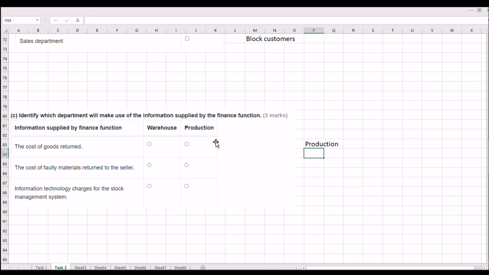Even though you could very much say, well, the warehouse department needs to know the cost of goods returned, because they need to adjust their stock figures. That's why this is a bad question.